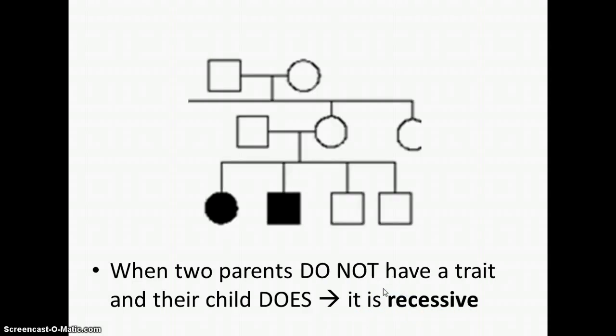The opposite is true for recessive. If I look at a pedigree and I see two parents, like right here, who do not have the trait, they're not filled in, and then I look down and at least one of their kids, here we see two, does have the trait, it's recessive. You can think of that as skipping a generation. None of their parents have it. It didn't show up at all, and then all of a sudden the trait shows up in their kids. That means it must be recessive.